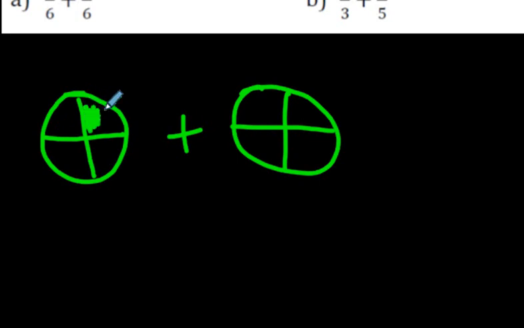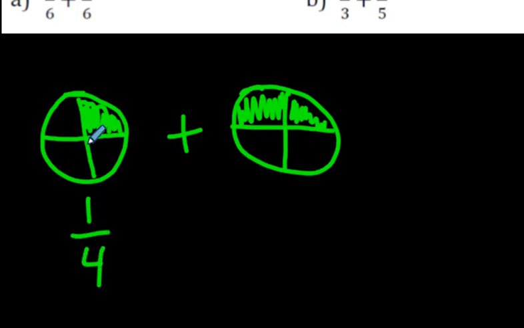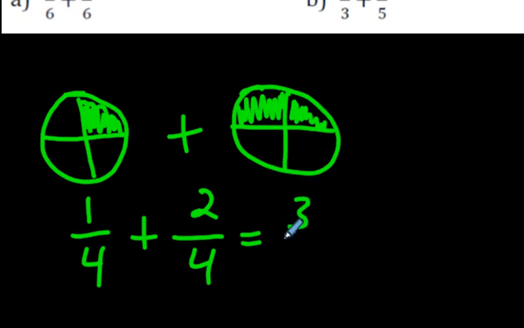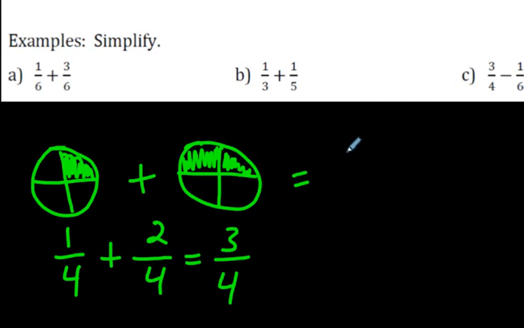Okay, this one is 1/4, and this one is 2/4. So this fraction here is 1/4 that is colored in, plus this one, 2/4 is colored in. How many are colored in altogether? Well, there's 3 colored in altogether out of the 4. So 1/4 plus 2/4 is 3/4. Okay? If you wanted to draw a picture, it would be 3 of these colored in.